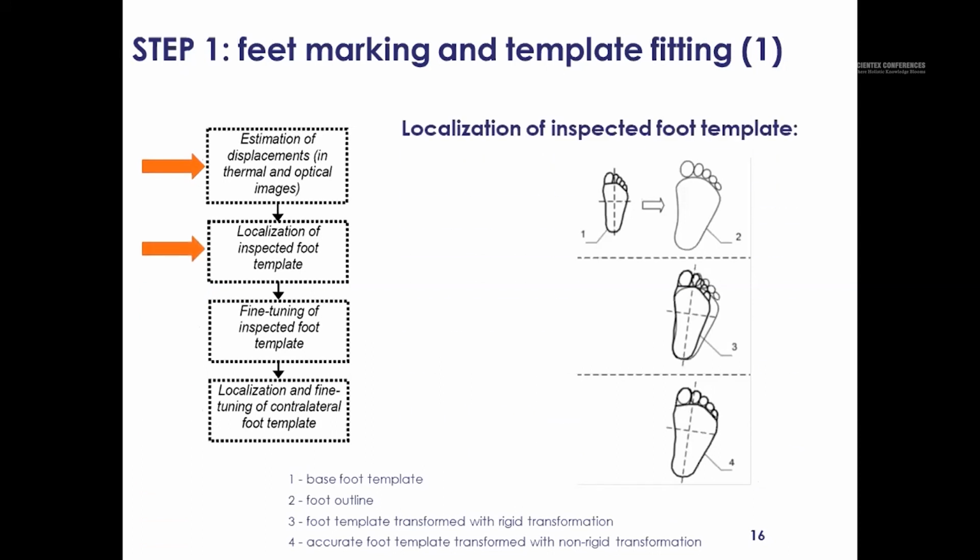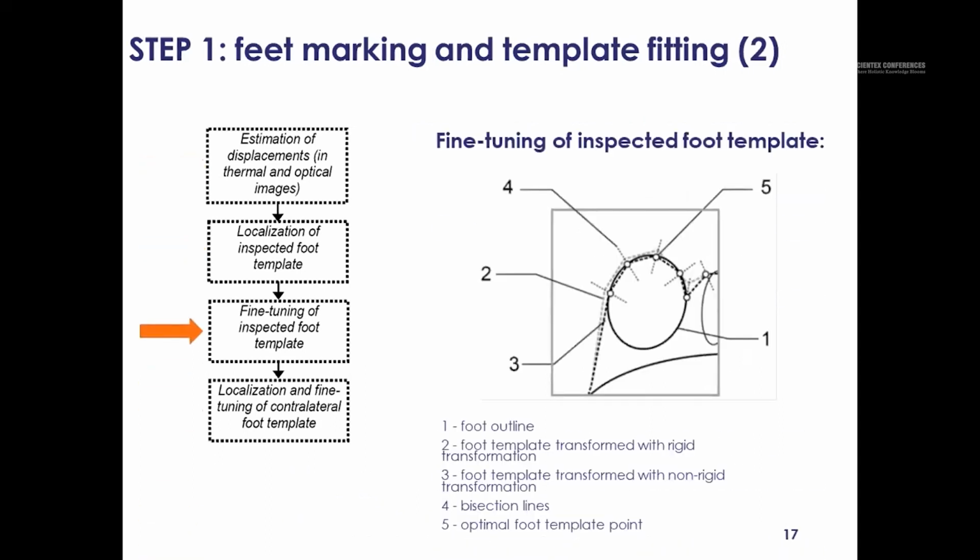Then, the foot outline is localized by applying the appropriate transformation to the base foot template. The inspected foot template obtained during the localization corresponds to the foot outline inaccurately. In order to achieve pixel-wise accuracy, the connection points of the inspected foot template are additionally matched with the edges of the foot outline during the fine-tuning process. After fine-tuning the inspected foot template, the inspected foot with the fitted template is created. The same procedure of fine-tuning of the template is performed on the contralateral foot as well.